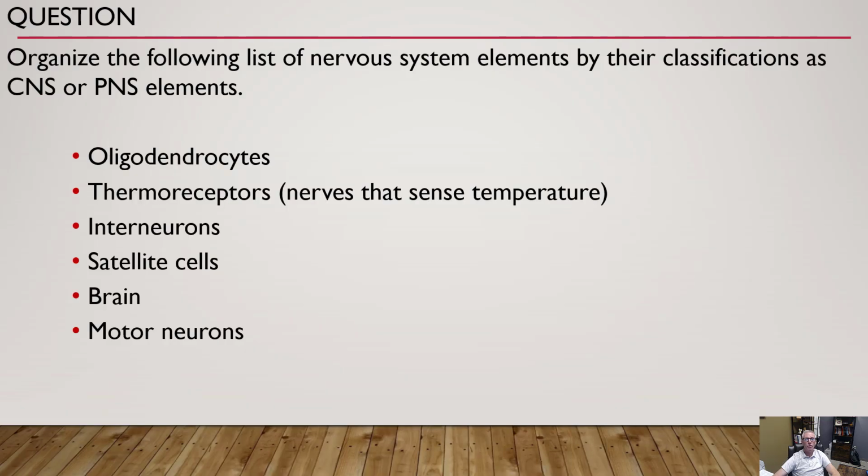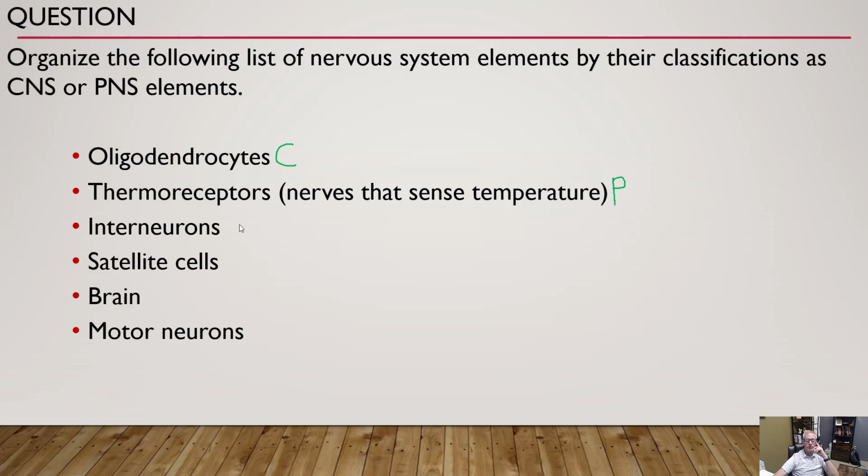All right, so organize this list by central or peripheral. Oligodendrocytes. Oligodendrocytes were central. Thermoreceptors. Where do we find thermoreceptors? You touch a hot stove. What part of the nervous system does that? You touch a hot stove with your hand. So that's your peripheral nervous system.